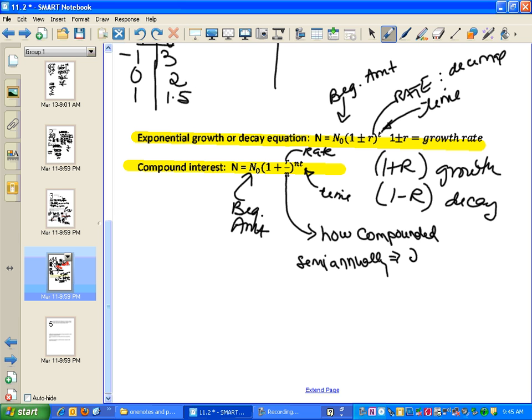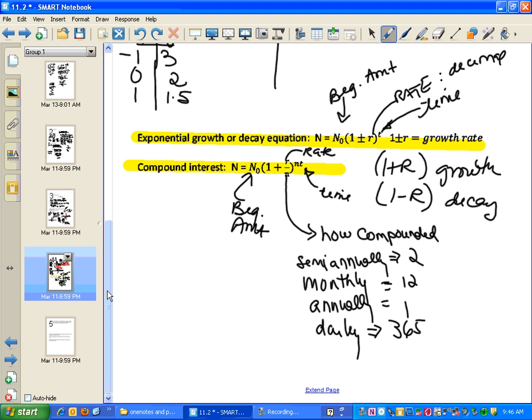2. If I said monthly, then my N would be 12. If I did annually, what would I have? 1, okay, correct? If I did daily, what would I have? 365. 366. On an average year, it's 365. All right?